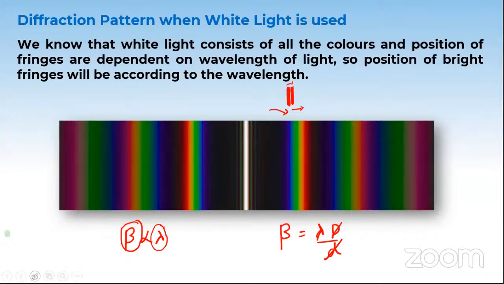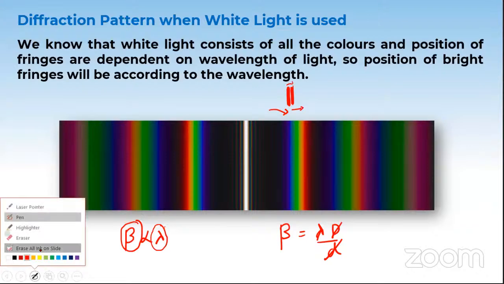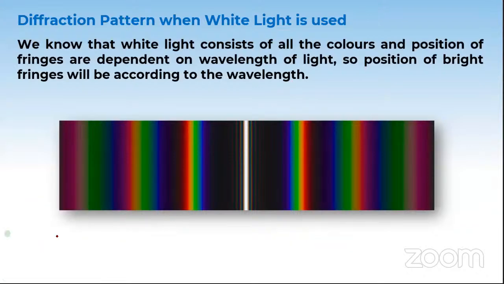Okay, so try to remember the parameters that I've given here, right? 4 5 diagrams and the situation. So the criteria is beta is different because of lambda. Lambda is different for every color. Beta is different. Okay, so by this I can end the process of diffraction and I can start polarization.